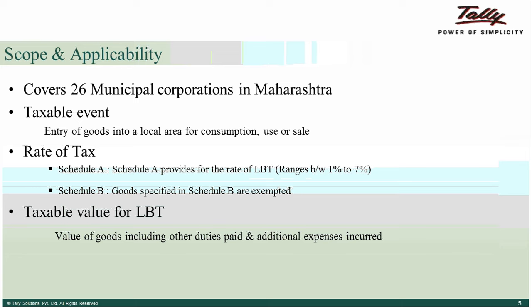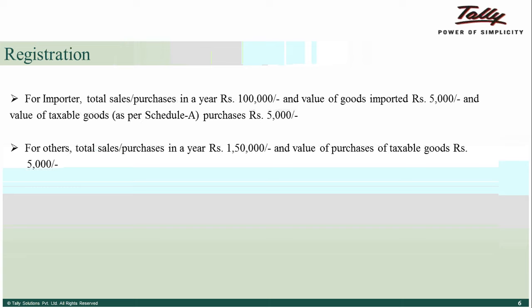Okay. So next, coming to the part of registration, this is nothing but to define which person has to register and what is the criteria for the same. So here, there are two criteria. For an importer, total sales or purchases in a particular year should be a minimum of rupees 1 lakh, and the value of goods that he is going to import should be a minimum of 5,000. And the value of taxable goods as per Schedule A. So here Schedule A is nothing but defining the goods which come under the LBT purview. The purchase of such taxable goods should be rupees 5,000.